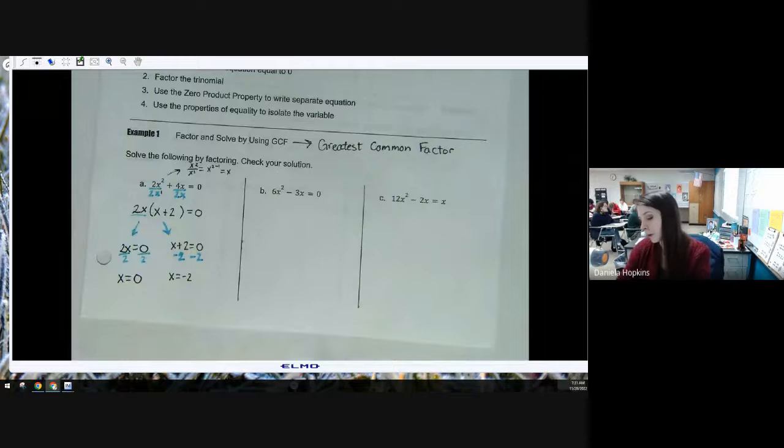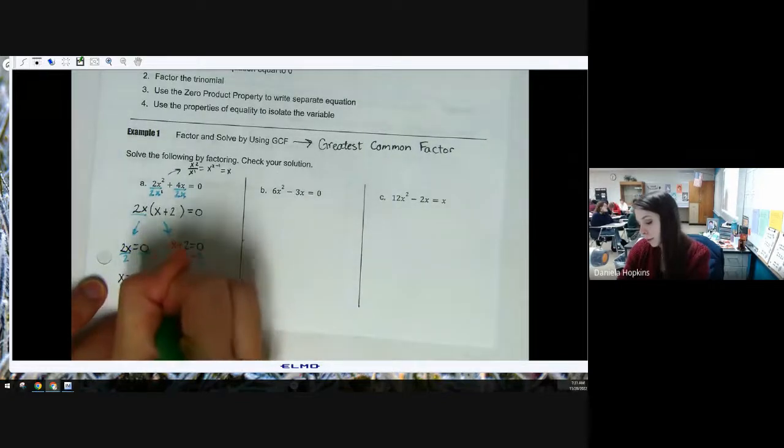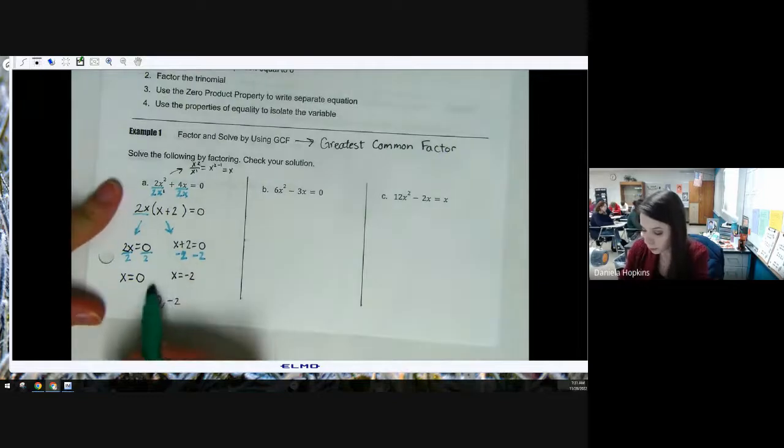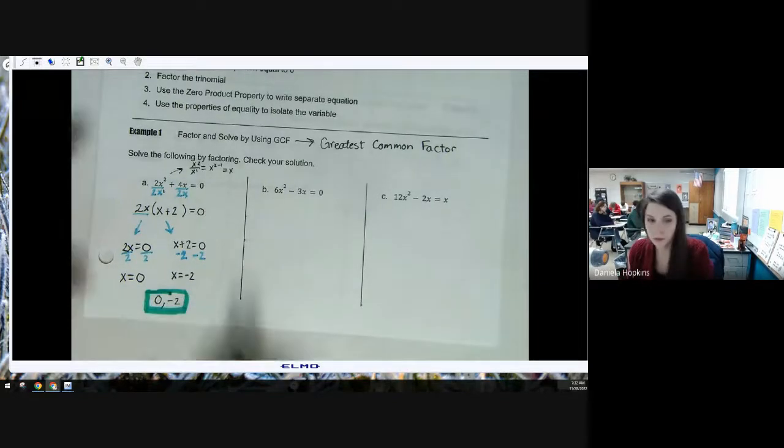So on Go Formative, how you can put in your answers is 0, comma, -2. Just list them with a comma. Order doesn't matter. I put it in both ways. But that's it.